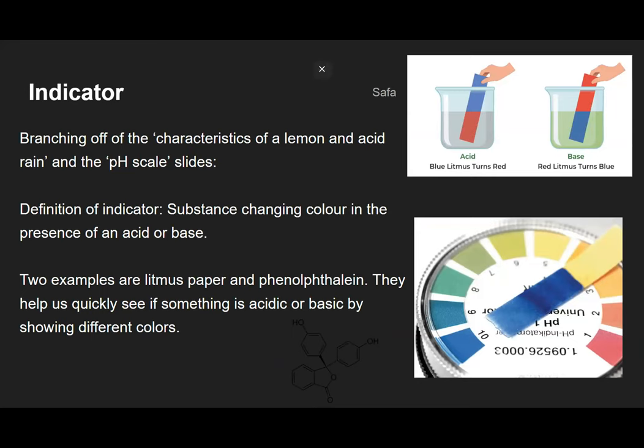Okay, here we have the indicator. Branching off of the characteristics of a lemon and acid rain and the pH scale slides, the definition of an indicator is a substance changing color in the presence of an acid or base. Two examples are litmus paper and phenolphthalein. They help us quickly see if something is acidic or basic by showing different colors, as you can see on the right-hand side. And below you can see a chemical.